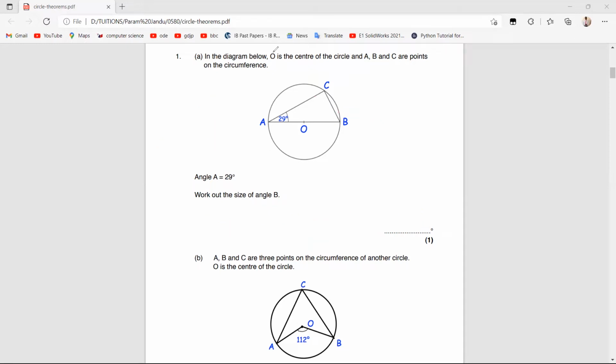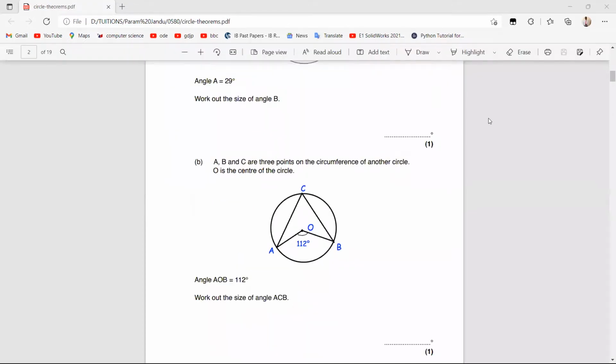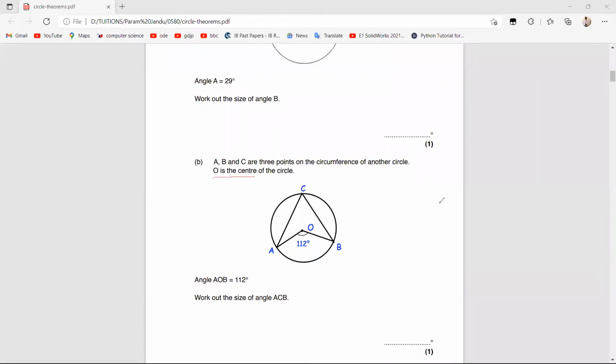Let's look at question part B. A, B, and C are points on the circumference of another circle. Now they're saying O is the center of the circle. So we know that O is the center of this circle. That makes lines AO and OB the radii. These two are radii of the circle. That means they are equal.